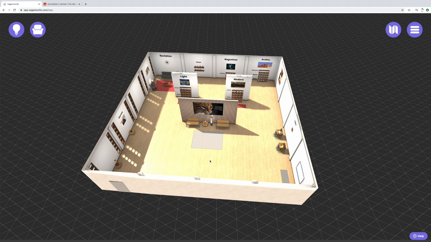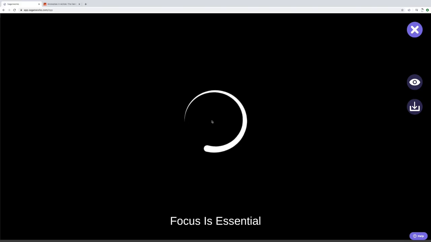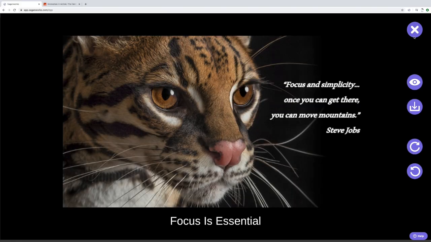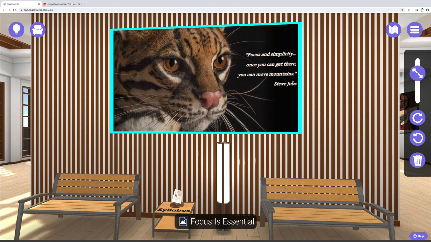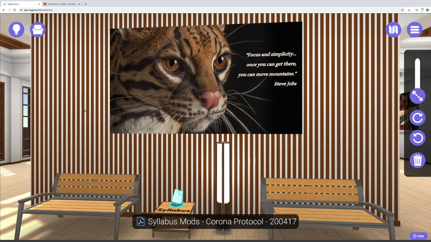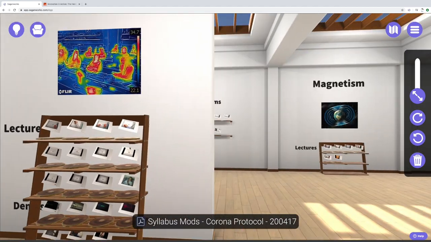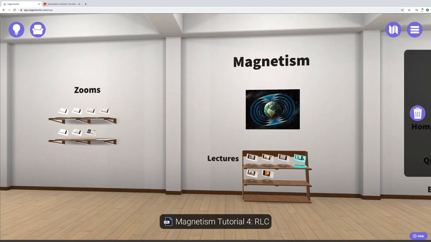Let's take a stroll, shall we? Greeting us as we enter the classroom is a JPEG of our school mascot, the Ocelot. On the table below is a PDF document which outlines the revisions I made to our syllabus when the course was moved online. Nearly all concepts were introduced asynchronously using recorded lessons, which can be found on shelves organized by topic back here. Here's a little sample involving some AC circuit components.